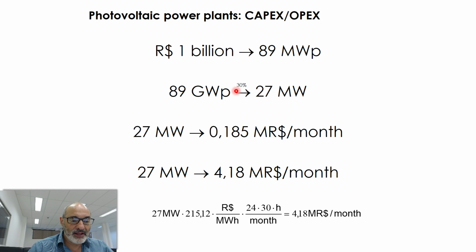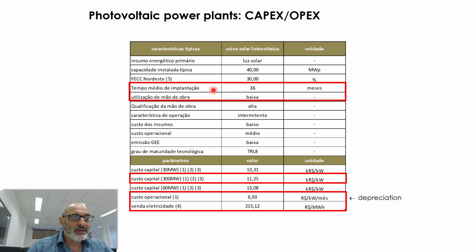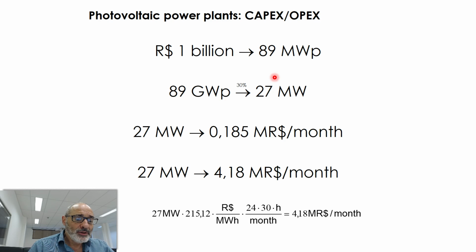And this number, 30%, I forgot to show you, comes from the capacity factor associated with Chapada do Araripe. This is much less in Germany, for instance. So 1 billion became 89 megawatts peak. 89 megawatts peak becomes 27 megawatts average. So this is what you sell on the market, 27 megawatts.